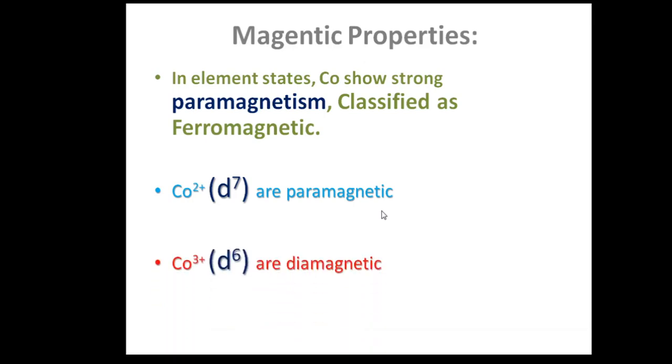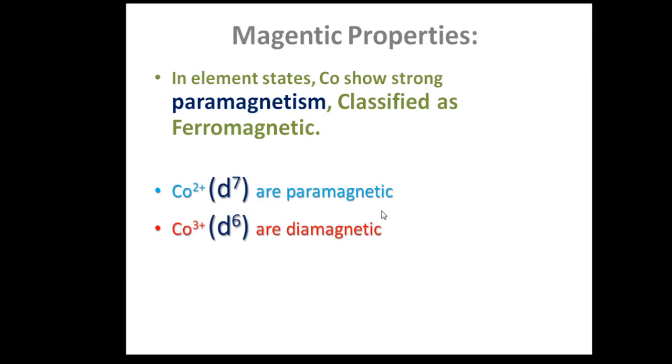And students, as far as high spin and low spin complexes are concerned, we know that they depend on the strength of the ligand. When the ligand involved in the complexation is stronger, such a complex is a low spin complex, and when the ligand is weak, such a complex is a high spin complex. So with respect to high spin and low spin complexes, cobalt is behaving in a different way.